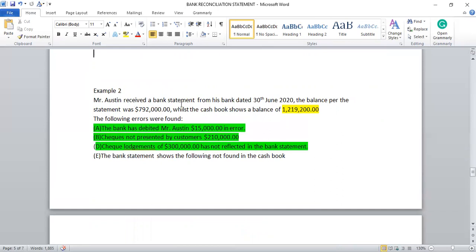Mr. Austin received a bank statement from his bank dated 31st June 2020. The balance per the statement was $782, while the cash book shows a balance of $1,219,200. The following errors were found. A, the bank has debited Mr. Austin $15,000 in error. B, cheques presented by customers, $210,000. Then the next one, check lodgement of $300 has not been reflected in the bank statement.